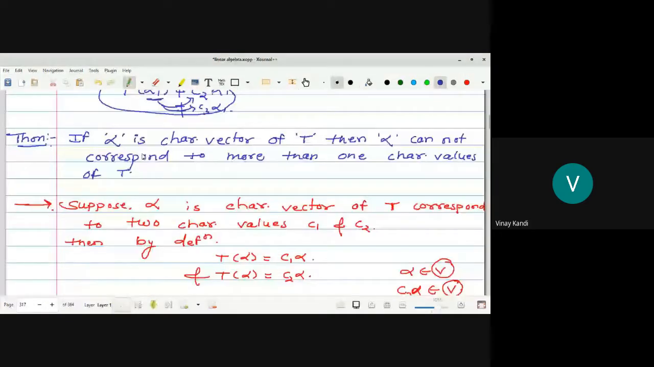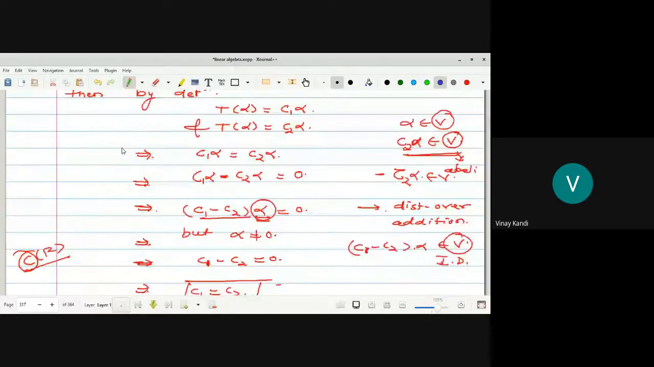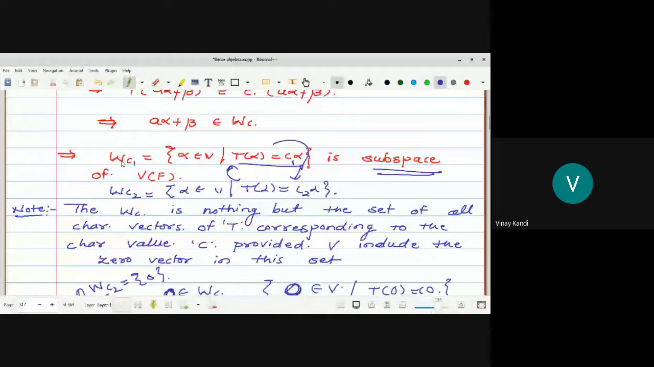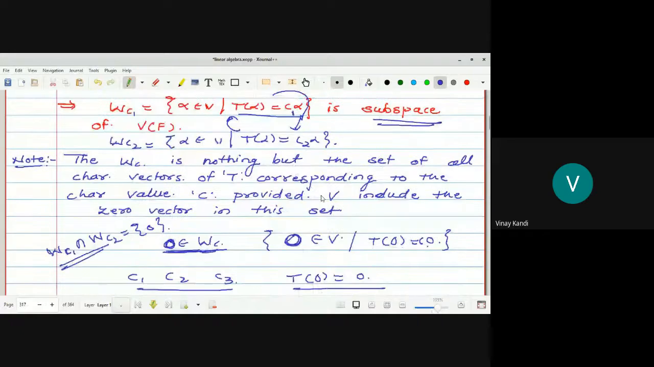Now if alpha is a characteristic vector of T, then alpha cannot correspond to more than one characteristic value. That means alpha will be either in W_C1 or in W_C2, all except the zero vector. The zero vector will be in each and every subspace. Suppose W_C1 is equal to alpha belongs to V such that T of alpha is equal to C1 alpha, and this is another subspace corresponding to the eigenvalue C2, W_C2 is alpha belongs to V such that T of alpha is equal to C2 alpha. Then the intersection of these two subspaces is equal to singleton zero only. Any doubt?